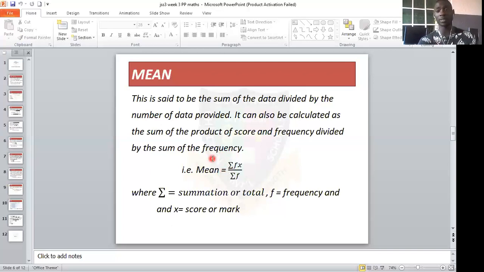That is, the sum is the addition of the product of the frequency times the score, over the sum of the total frequency. So where the sign is summation or total, F equals frequency and X equals score or mark.